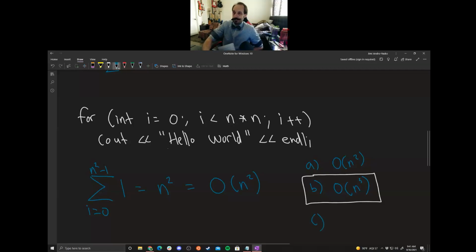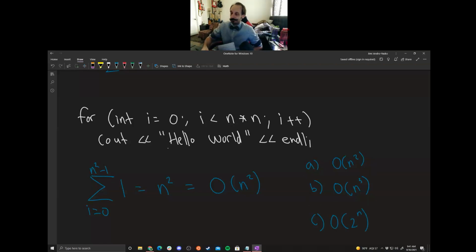If I said O of 2 to the power n, that would also be correct, but that's a bad statement. So that's why on the exam I'm going to use thetas, so that only one of these can be correct. If I circle B, this would not be correct anymore, because it's O of n cubed, but it's not theta of n cubed. So only one of these can be correct. Just to let you know.